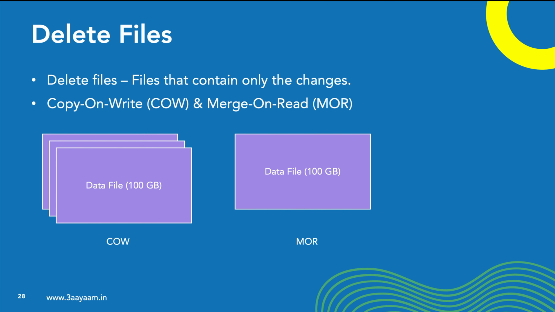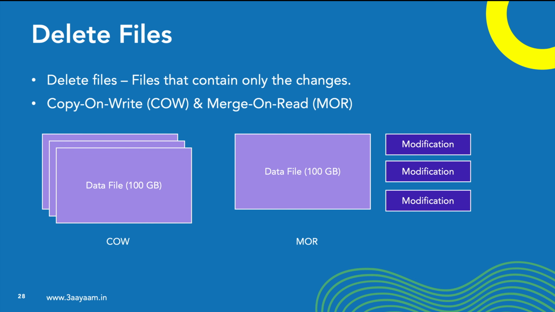In that case, what would happen? You have the data file, and all the modifications would be saved in the delete files, or you can call them delta files also, which would contain all the changes that you have made on that particular table. And as you have seen, Iceberg on Athena follows merge on read. All the modifications were getting captured in delete files, which were also in Parquet.